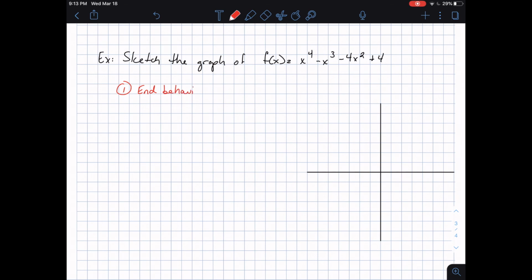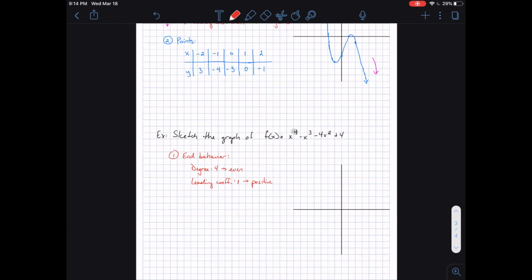Just like before, I want to talk about the end behavior of my graph first. I notice that I have a degree of 4 this time, which is even. And my leading coefficient, I'm just going to abbreviate this time, is 1, right? Nothing written there, we assume it's a 1. We're looking at positive there. So even degree, positive leading coefficient.